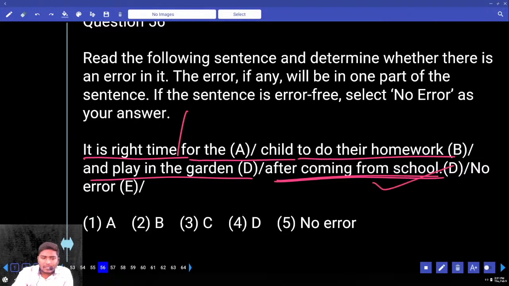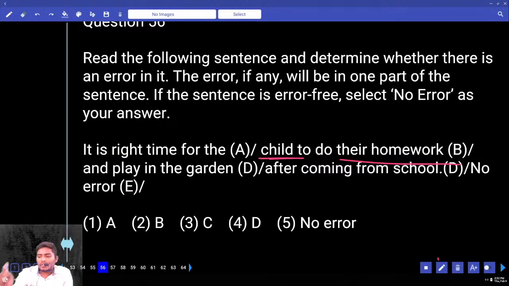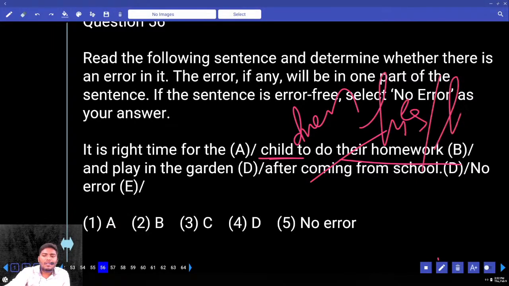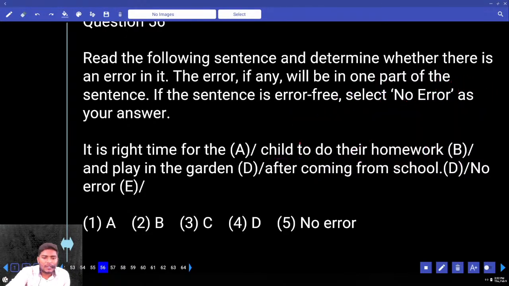After coming from school is absolutely okay. To do, to plus V1, and play, it is also V1. To play in the garden and to do. Now look at the combination of child and the homework. Tell me your answer. We can do 2 things here. Of course, the answer is one only. We can change child into children here, or we can change their into his or her. You can do either of that. That means the whole sentence changes into singular or the whole sentence changes into plural. But the answer is only one.